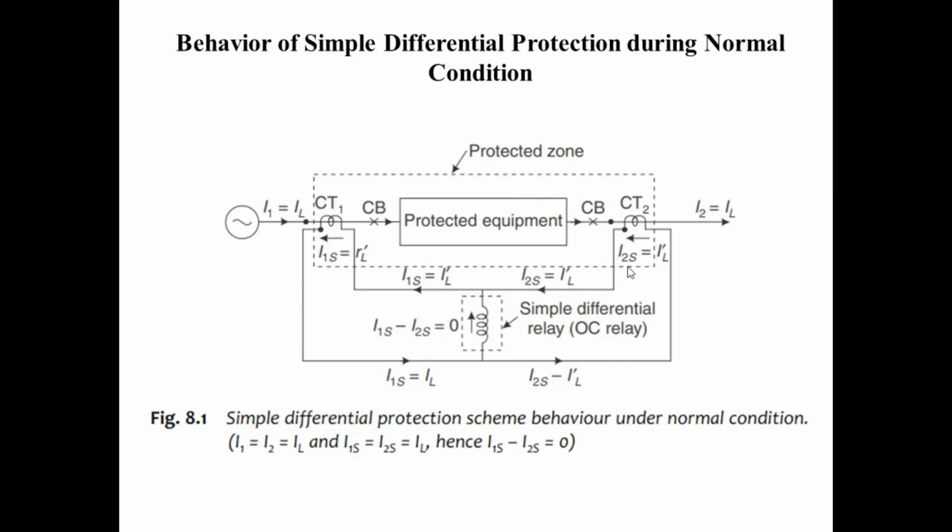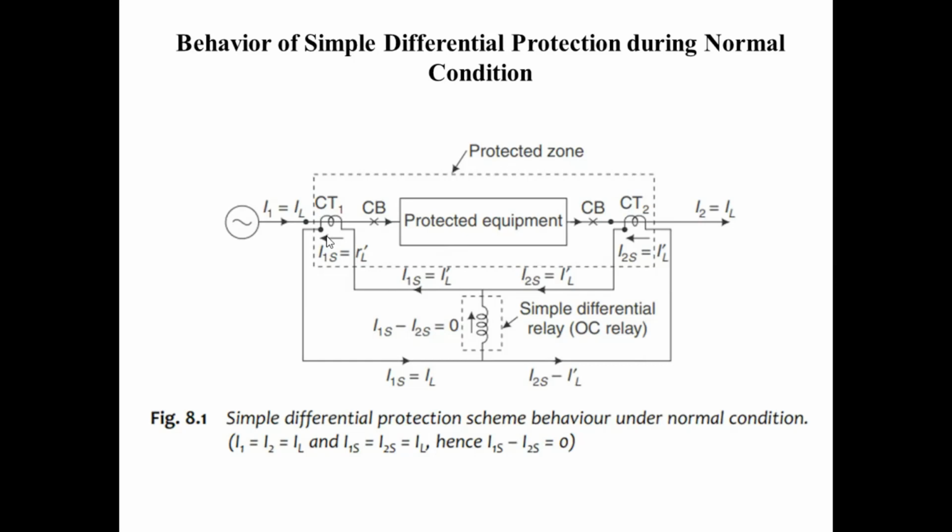The CTs are connected by a wire, which is known as the pilot wire. In the pilot wire, a simple differential relay is connected across. This is an OC relay, meaning overcurrent relay. This is the primary current: I1 is equal to the load or line current IL, and I2 is also equal to IL. So this is for CT1.